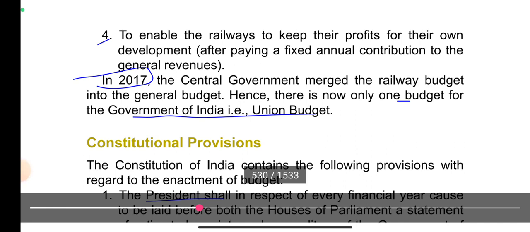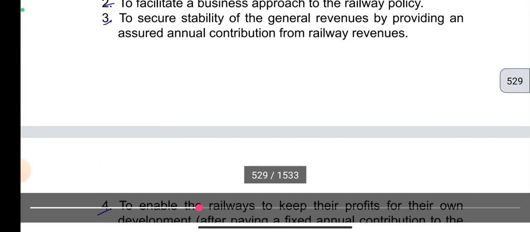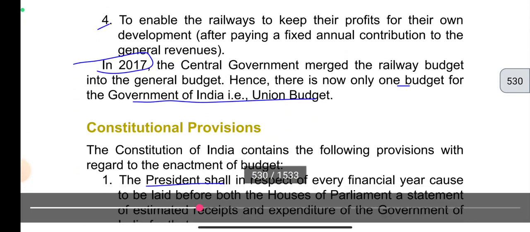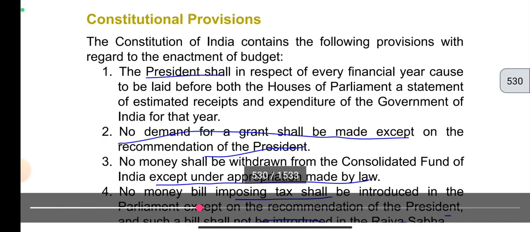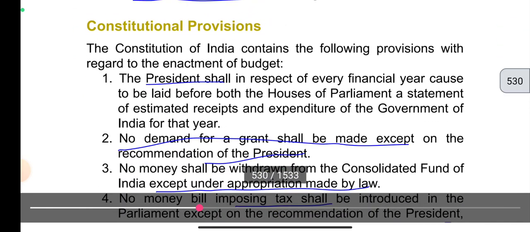In 2017, the central government merged the railway budget into the general budget. Hence, there is now only one budget for the Government of India, the union budget. यहाँ पे देखो सेपरेट किया गया था, उसका रीज़न तो बताया गया, but फिर से जोड़ दिया गया, इसका क्या रीज़न हो सकता है नहीं बताया गया यहाँ पर, आप ढूंढिए.